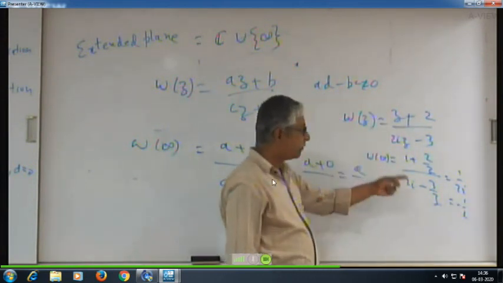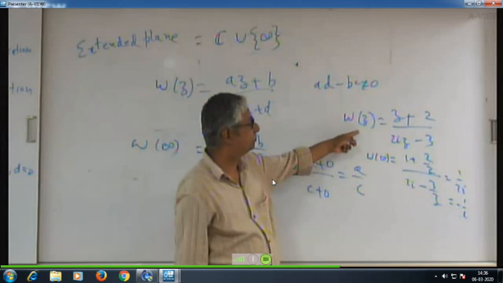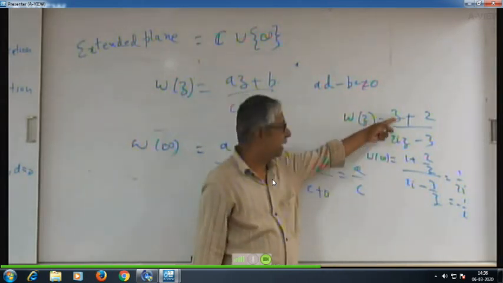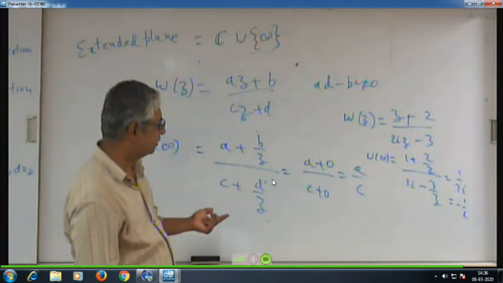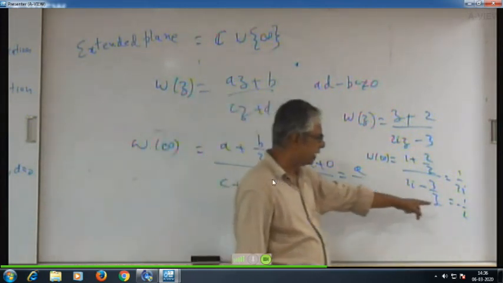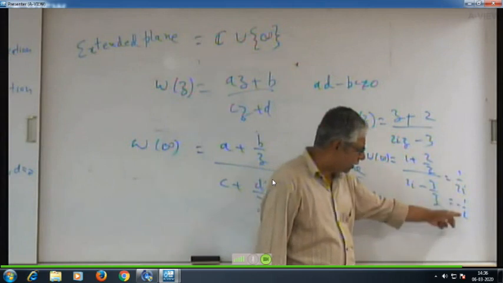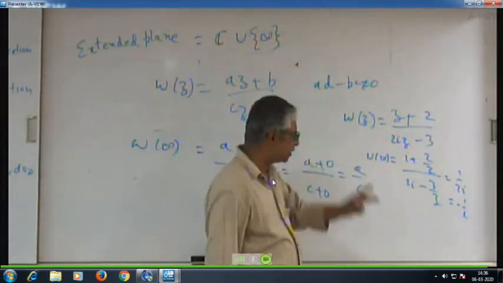So infinity will come to a by c under this map. That's what I have. Is it minus or this? No, a by c, sorry. So it's not minus. 1 by 2i, which happens to be minus half. That's okay, that doesn't matter.